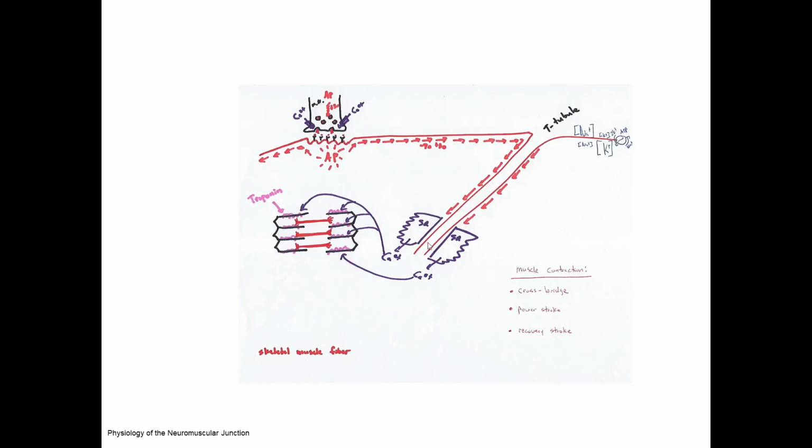Also, if we don't have enough calcium, then we can't bind onto the regulatory protein called troponin, and therefore we can never open up those myosin binding sites. Again, contraction stops. We also, by the way, need calcium in cardiac muscle too.